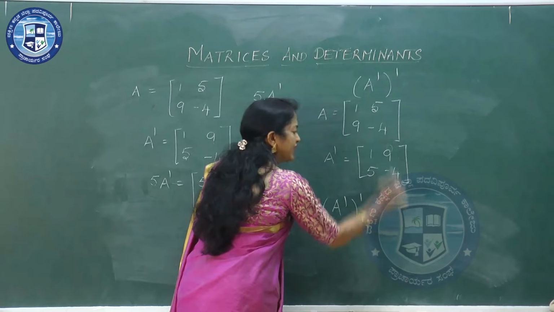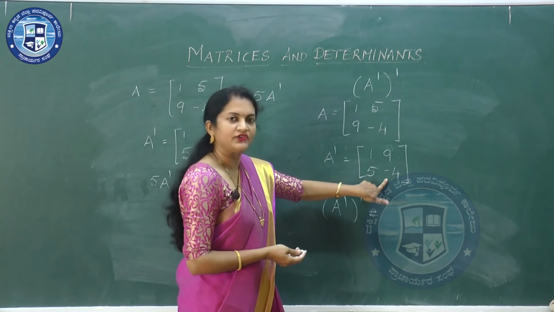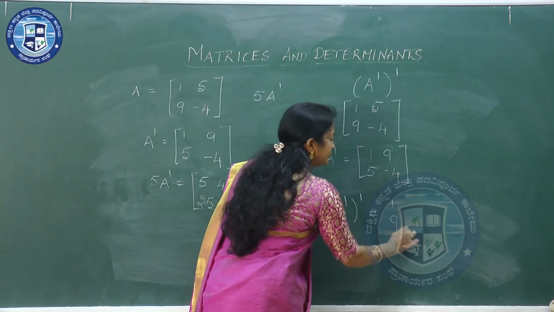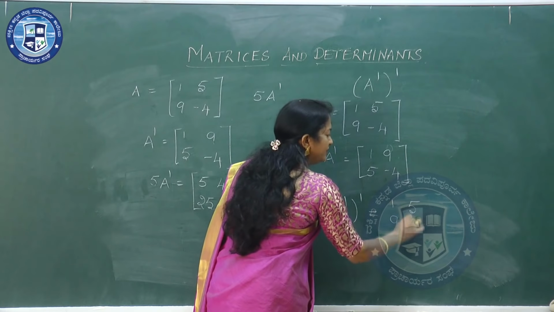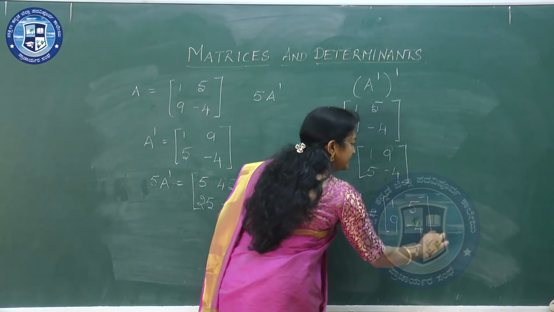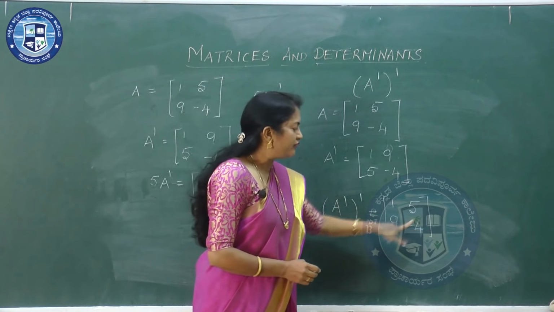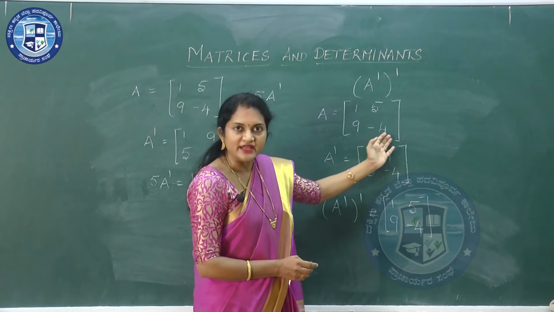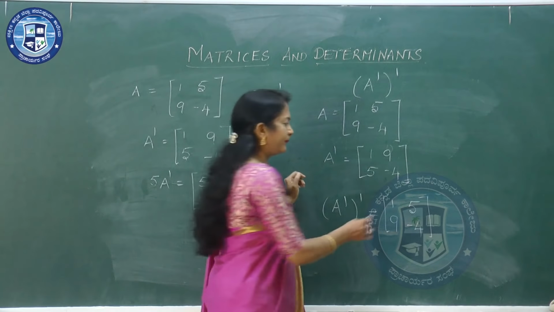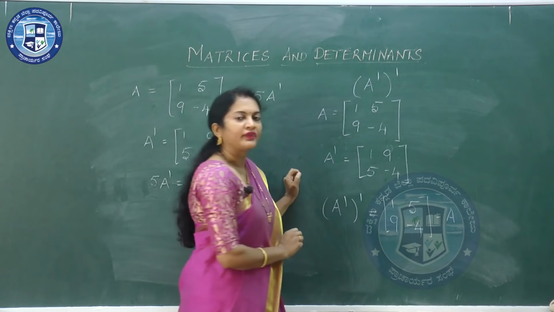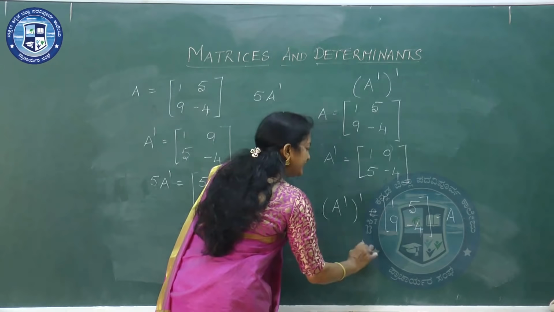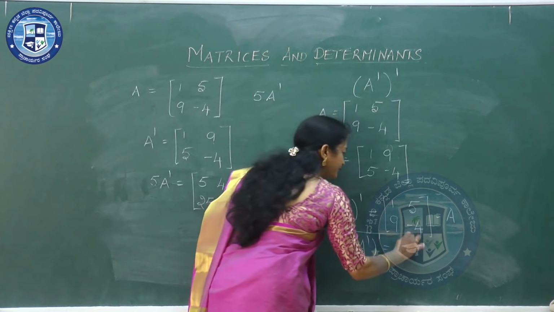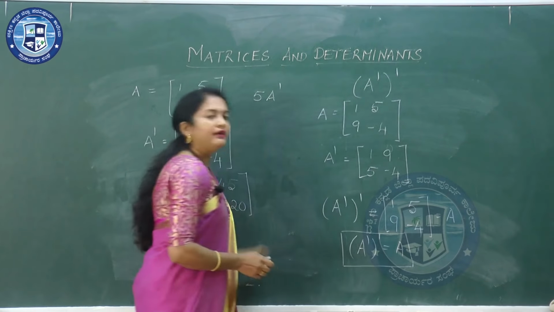So we transpose it once again. This matrix is transposed: the first row 1, 9 will become the first column and the second row will become the second column. We will get the resulting matrix 1, 5, 9, minus 4. You just observe, 1, 5, 9, minus 4 is nothing but A. So what can you say? You can always say that A transpose whole transpose is equal to A itself. This is the result you have to remember.